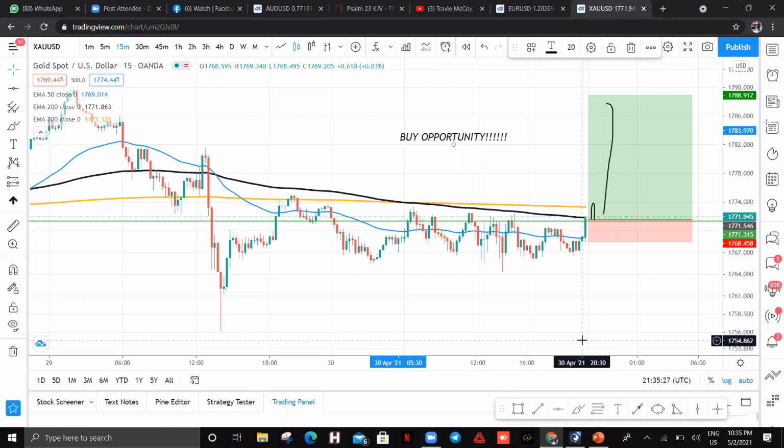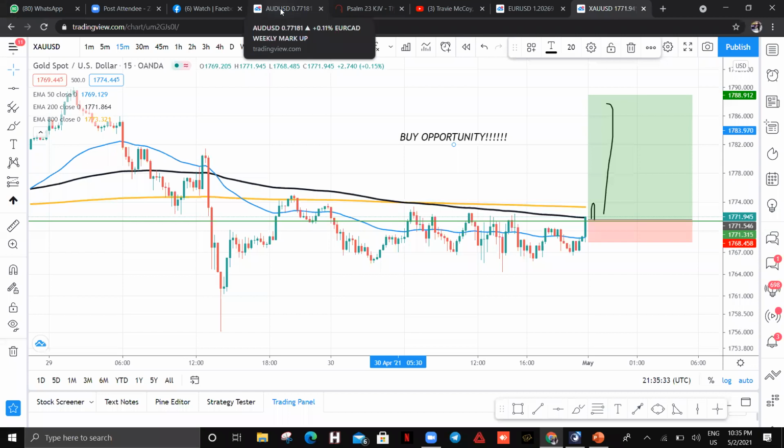All right, in the absence of questions, for the three pairs that we analyzed today: AUD USD, we're selling it. Euro USD, we're selling it. Gold, we're buying it upon the confirmation of the next candle that is going to close, the next 15-minute candle that is going to close.